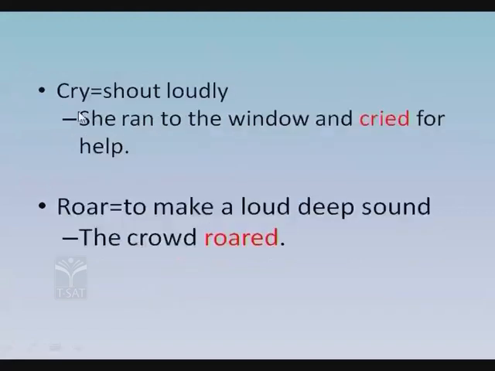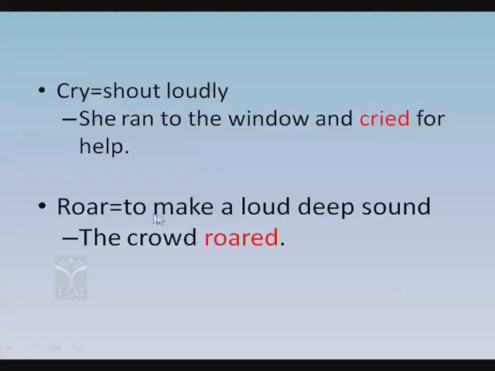The next word is cry, shout loudly. So, here the cry does not mean crying, that is a different action, but here the cry is something you shout out for somebody for help. She ran to the window and cried for help. That means she shouted so loudly with pain. That is the meaning here.